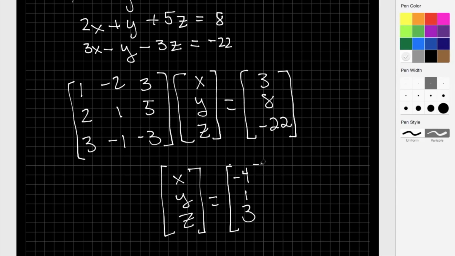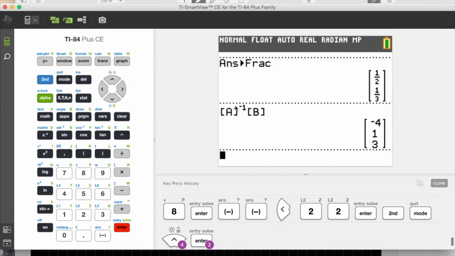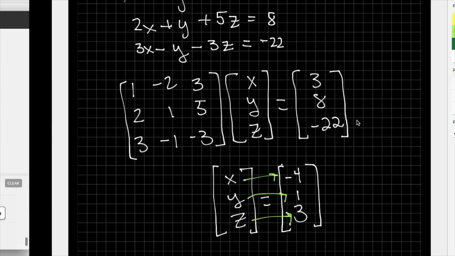And that tells me exactly that X, right? And so it's just what it looks like. X is negative 4, Y is 1, and Z is 3. Exactly. And that took almost no time. If I understand that I can take this matrix and this matrix, enter those into my calculator just like this, plug up this A inverse B and punch it in like that, and I've got my solution.